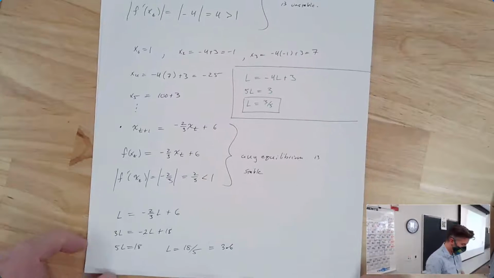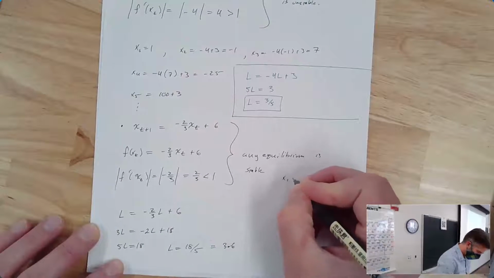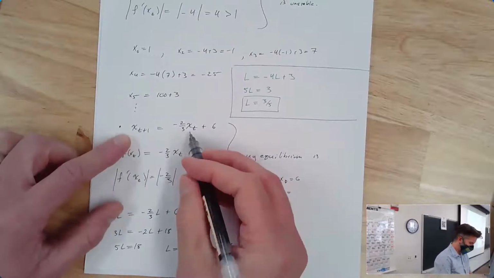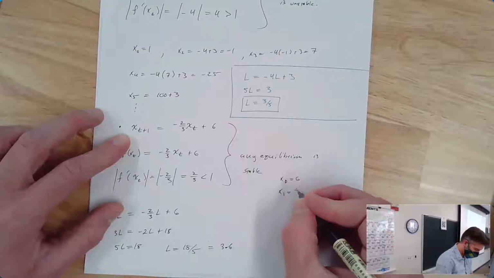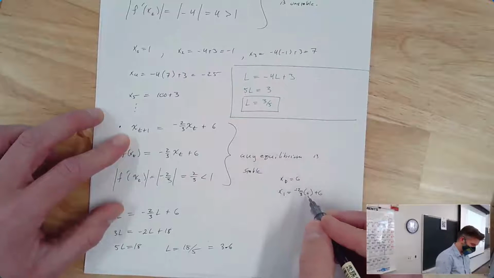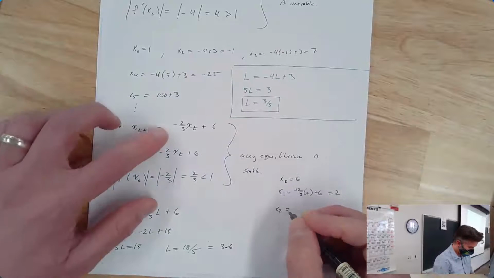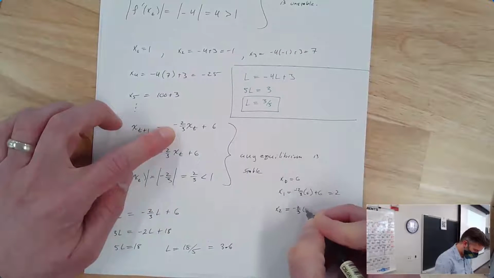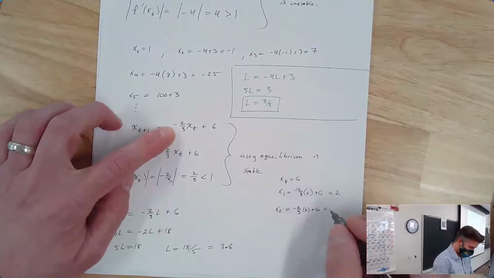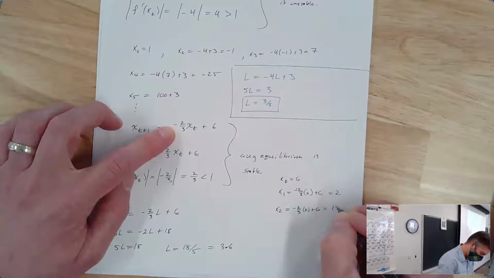And then for this one, if you started plugging in values, let's say we started somewhere like 6. So if x sub 0 equals 6, then x sub 1 is going to equal negative 2/3 times 6 plus 6. Let's just do the math. That's negative 4 plus 6, which is 2. And if you plug in 2, you get negative 2/3 times 2 plus 6, which is negative 4/3 plus 6, negative 4/3 plus 18/3, which is 14/3.